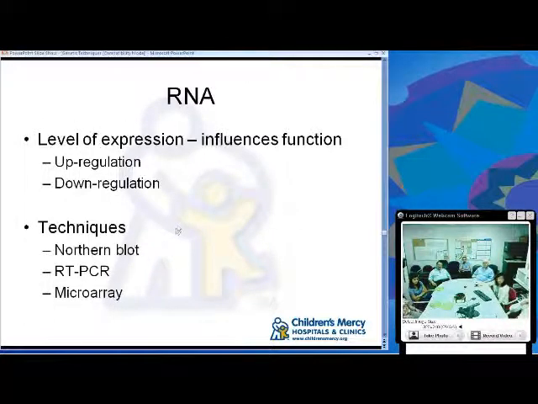Okay, moving on to RNA then. With RNA, we're looking at the level of expression, which influences the function of genes. So we can look at either upregulation or downregulation of genes, and the techniques we would use would be northern blot, reverse transcriptase PCR (RT-PCR), or microarray.